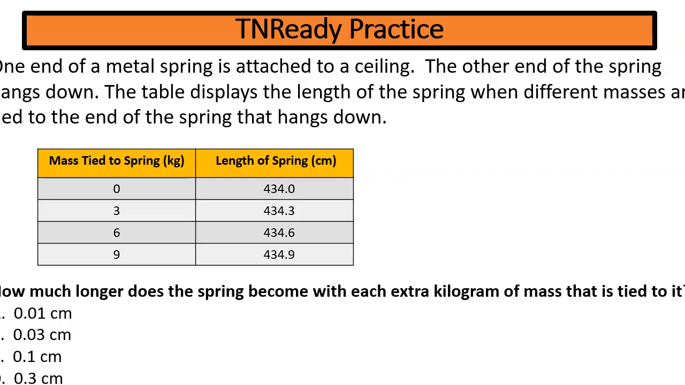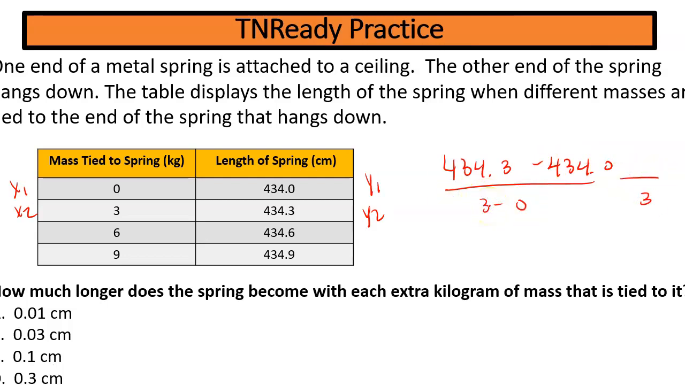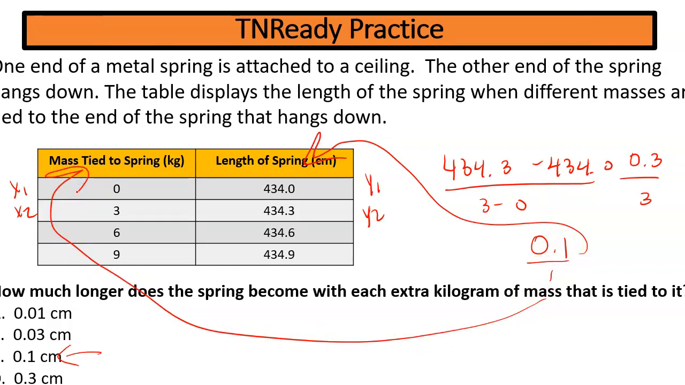Okay, so for this one, we're probably going to find the rate of change again. So same thing, x1, x2, y1, y2, 434.3 minus 434 over 3 minus 0. We know 3 minus 0 is 3. And then 434.3 minus 434.0 is going to give me 0.3. And then we got 0.3 divided by 3 is going to give us 0.1, which would match up to answer choice C, 0.1 or 1/10. So again, that's the same as 0.1 over 1. So that's telling me that the length of the spring changes by 0.1 centimeters for every 1 kilogram of mass that's tied to it.